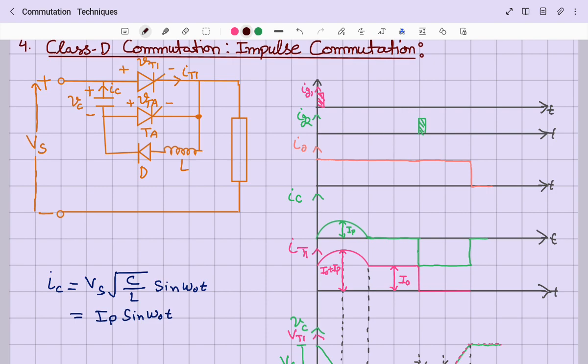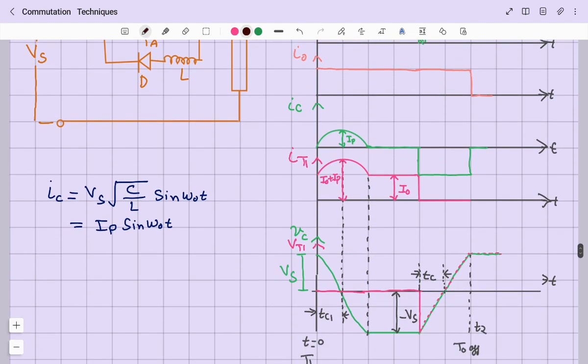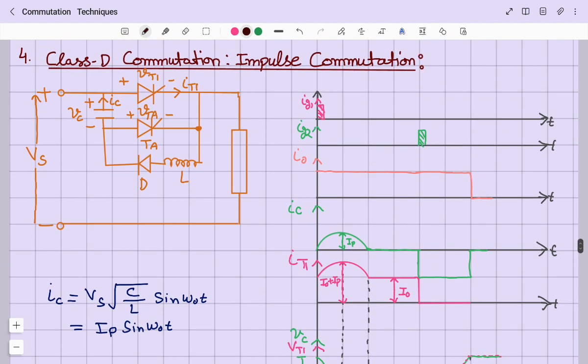Now the moment you trigger thyristor T1, a resonant current starts flowing through thyristor T1, then inductor L, then diode D, and comes back to the capacitor. And the capacitor lower plate becomes positive and upper plate becomes negative. So the moment you trigger the thyristor T1, a load current I0 starts to flow.